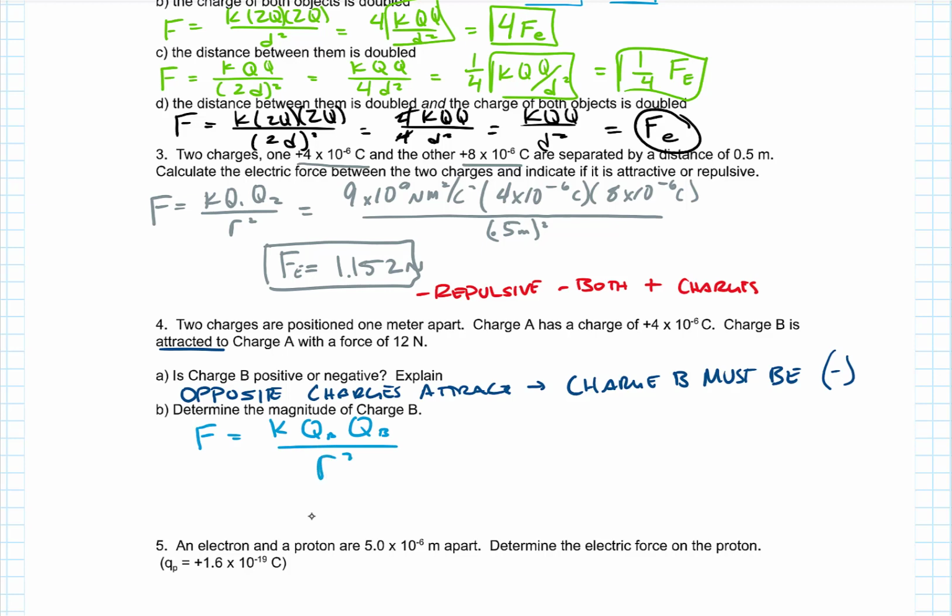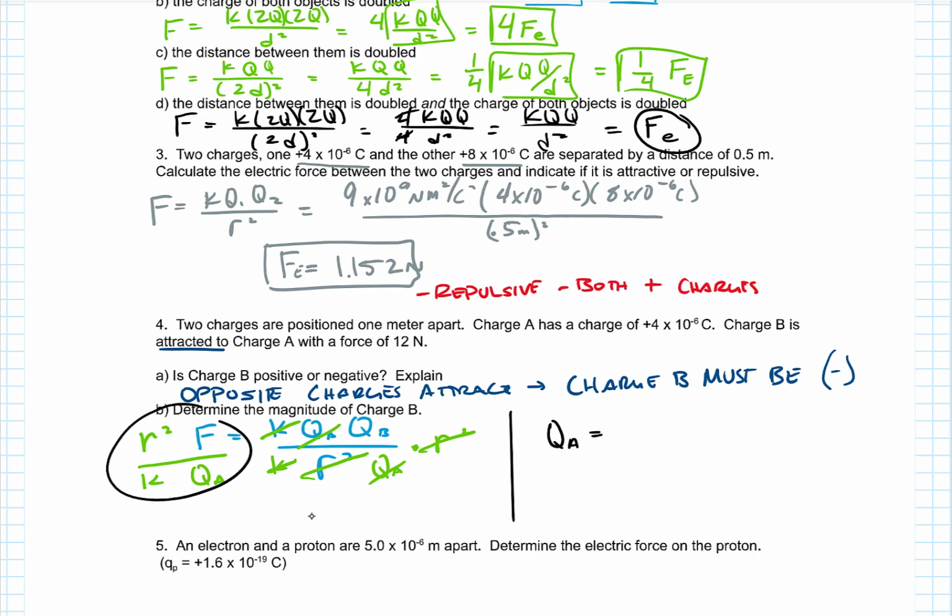Again, it's going to be easier to do this before you put your numbers in. So we'll multiply both sides by r squared because we want QB by itself. We'll divide both sides by K, gets rid of that, and we'll divide both sides by QA. Those go away. And so what we get from all of that is that QB is equal to F times r squared divided by K QA. Sorry, we're solving for QB.